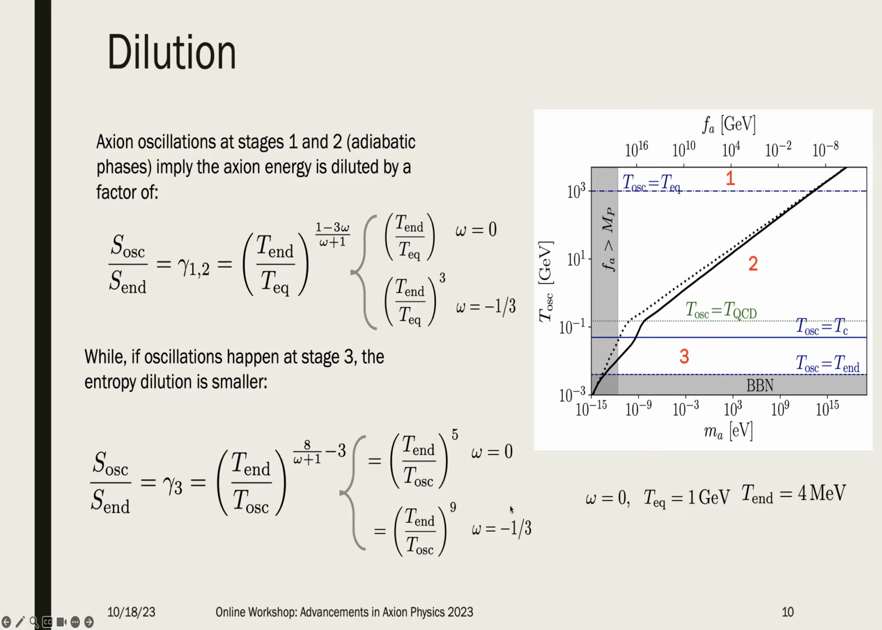And this is how it looks for these benchmark values. For low temperature reheating, there's only stage 3. So the oscillation happens during the non-adiabatic phase.